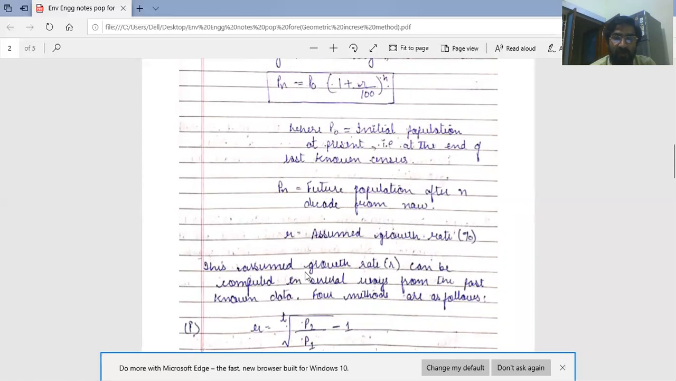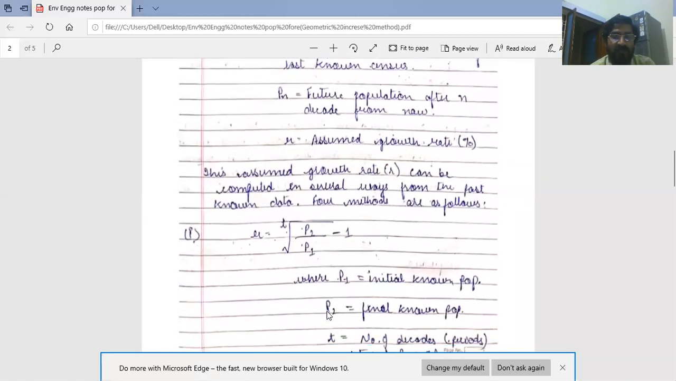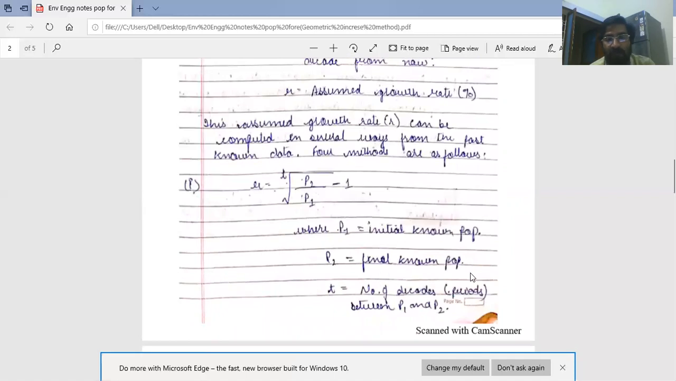This assumed growth rate R can be computed in many ways from the past known data. Four methods are as follows for determining the growth rate. First, R is equal to T root of P2 upon P1 minus 1, where P1 is equal to initial known population, P2 is equal to final known population, and T is equal to number of decades, or periods, between P1 and P2.